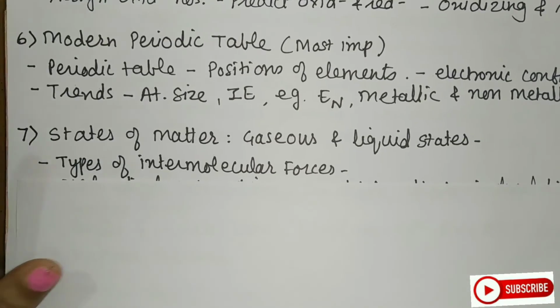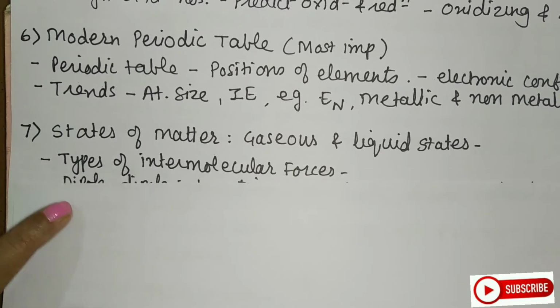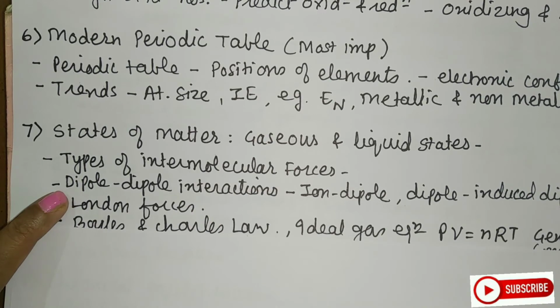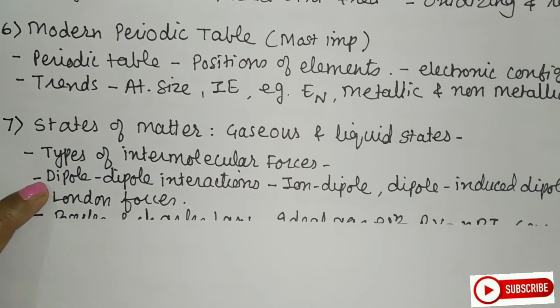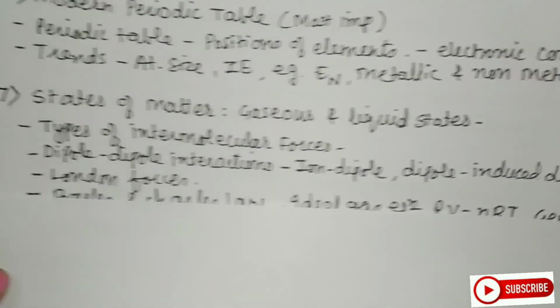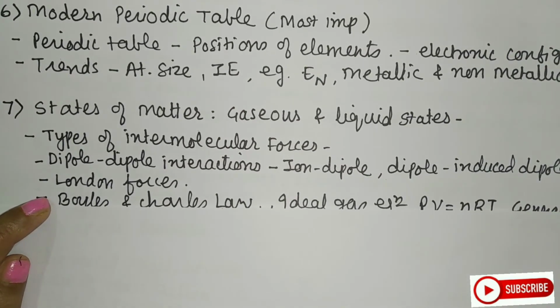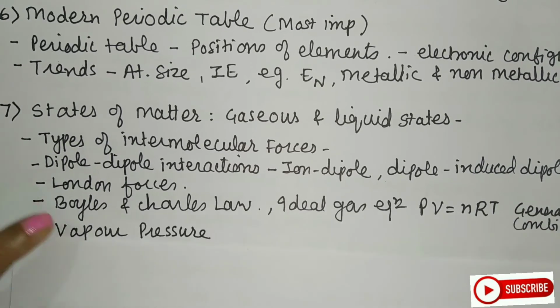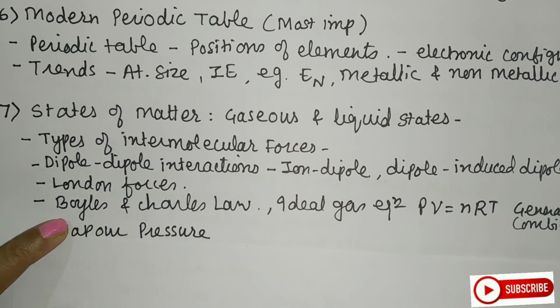Next is states of matter. What you have here, you must know the types of intermolecular forces, that is dipole-dipole interactions, ion-dipole interaction, dipole-induced dipole interaction, hydrogen bonding, London force or van der Waals force, and which two molecules will have which type of interaction, that you must know. Next, you must have knowledge about Boyle's and Charles' law along with their equations, and which particular factor remains constant in Boyle's law and Charles' law. This knowledge you must also have.